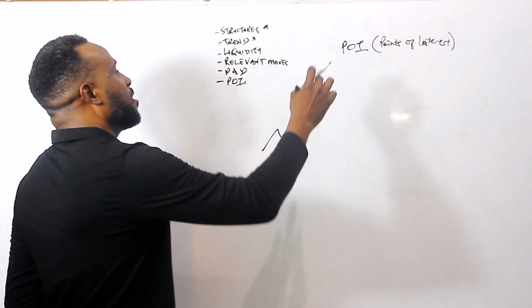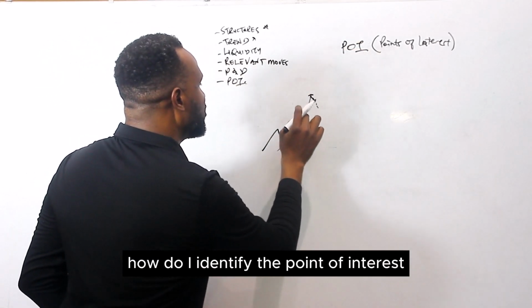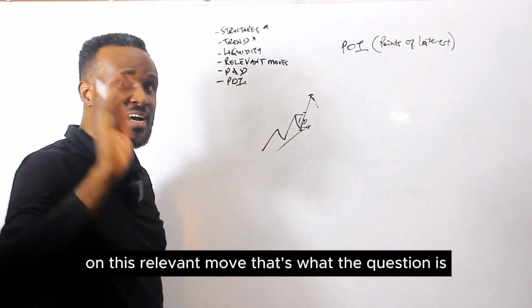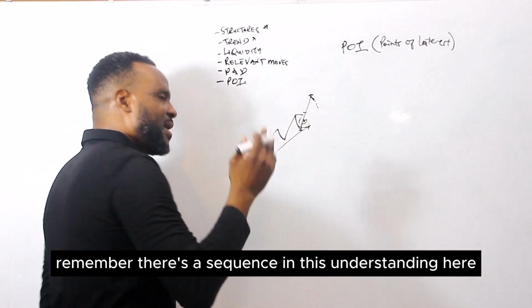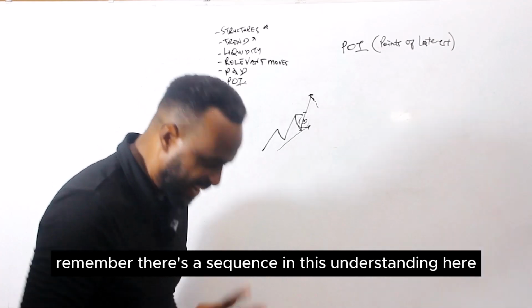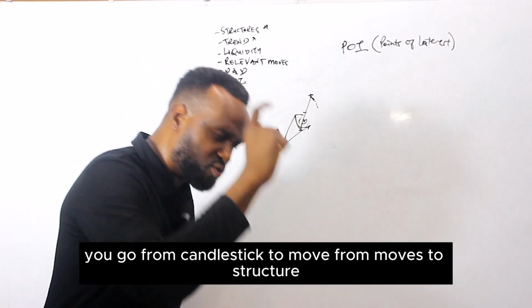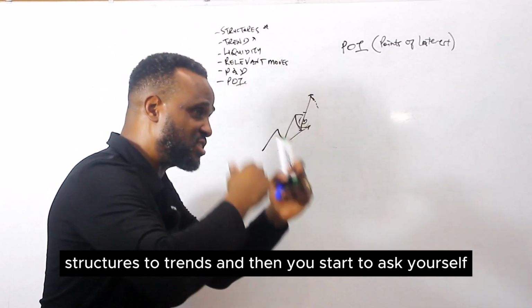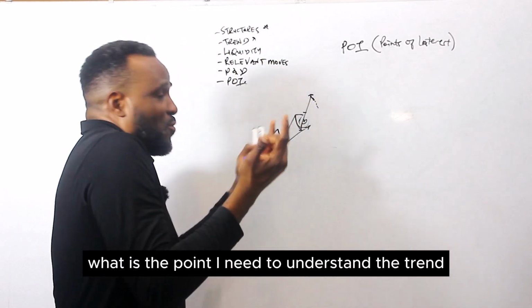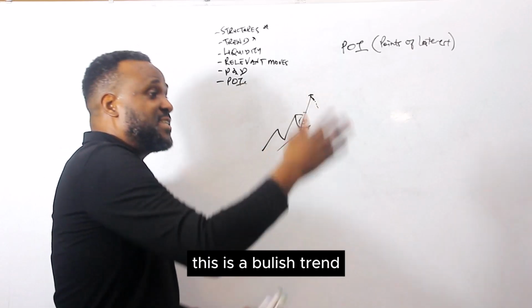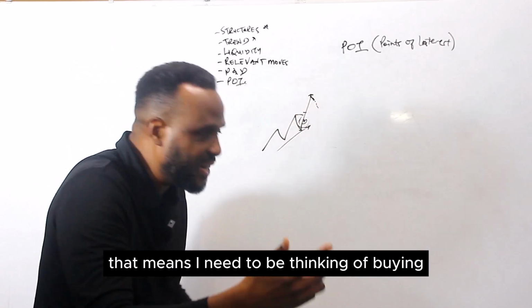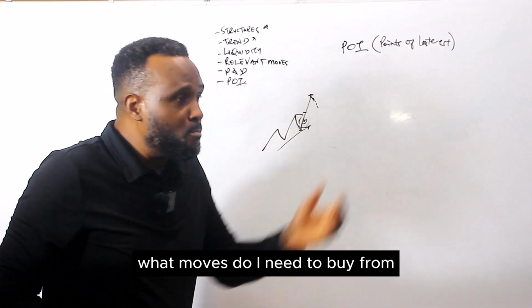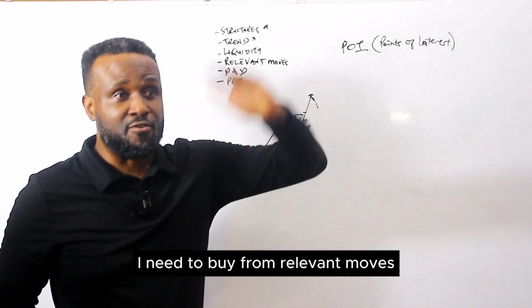right? So how do I identify the points of interest on this relevant move? That's what the question is. So remember, there's a sequence in this understanding here. You go from candlestick to moves, from moves to structures to trends, and then you start to ask yourself, what is the point? I need to understand the trend. The trend, okay, this is a bullish trend. That means I need to be thinking of buying. Or if I'm going to be buying, what moves do I need to buy from? I need to buy from relevant moves.